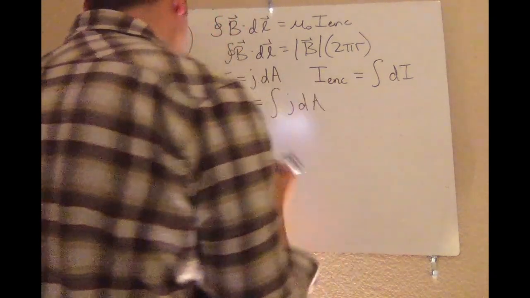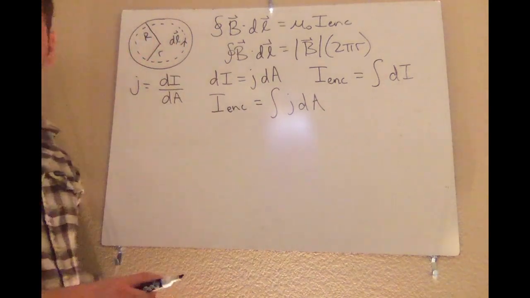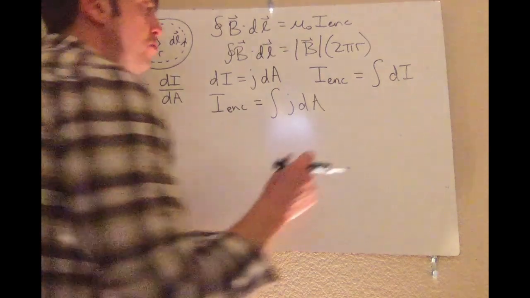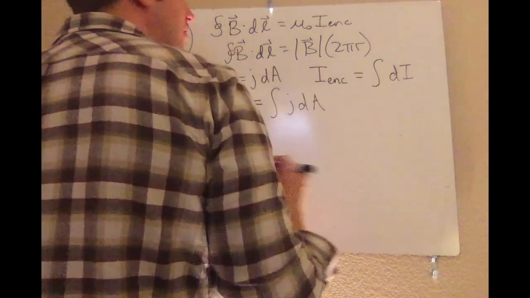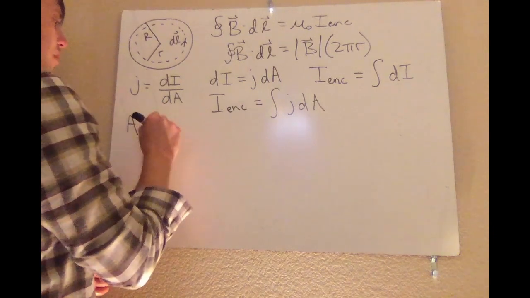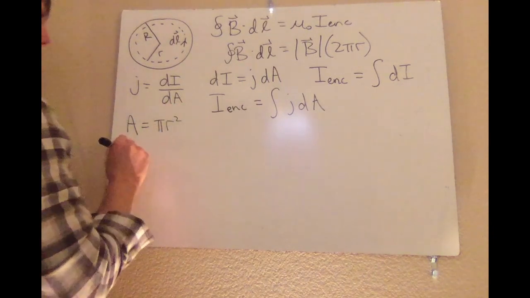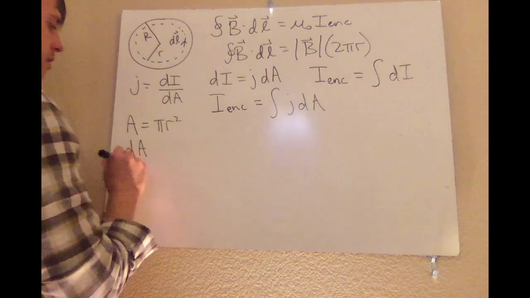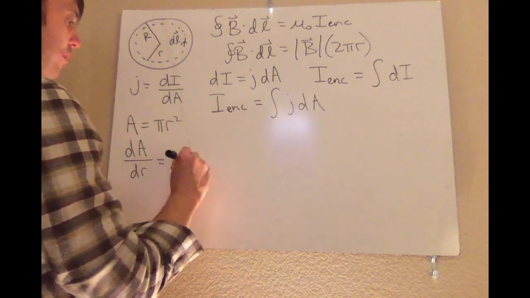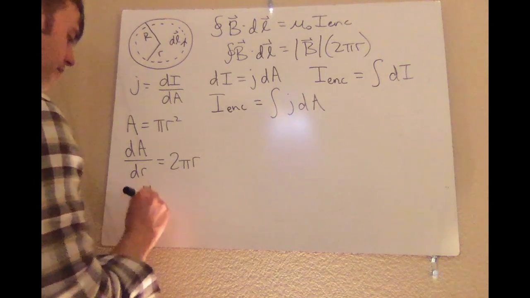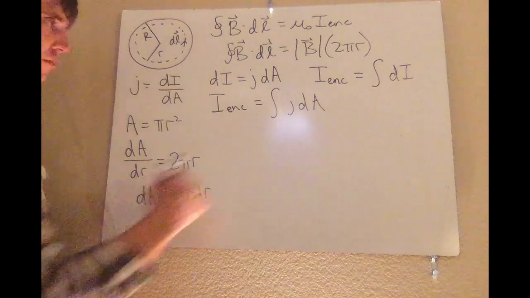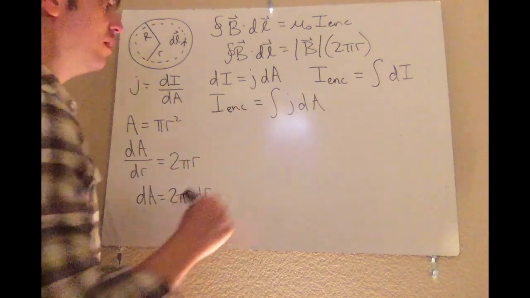All right, so J is given to us in this problem. What about dA? How do we deal with that? Well, the way you want to think about dA is that a circular area is pi r squared. So the derivative of that area with respect to radius is 2 pi r. And that means dA is equal to 2 pi r times dr. That's what's going in there for dA.